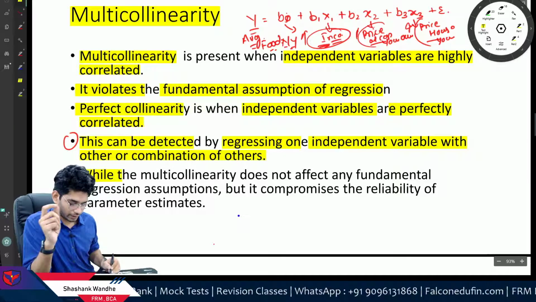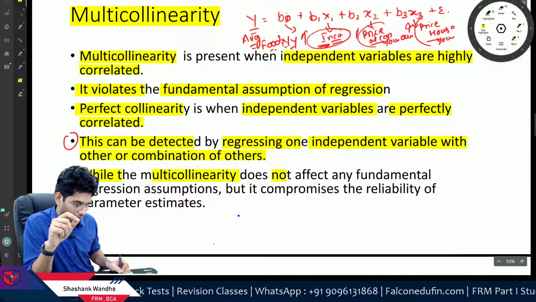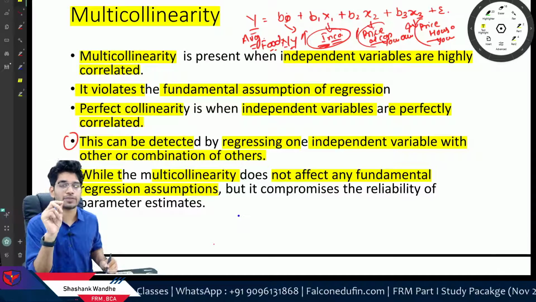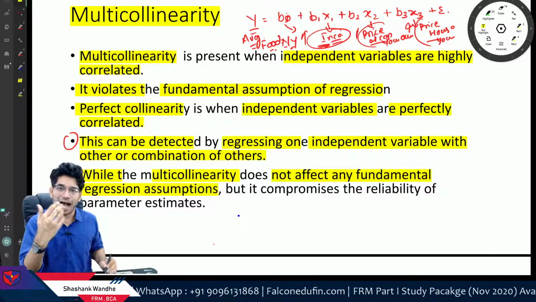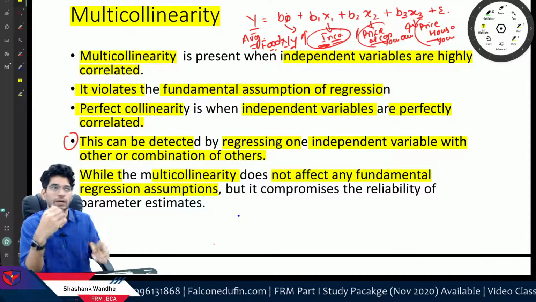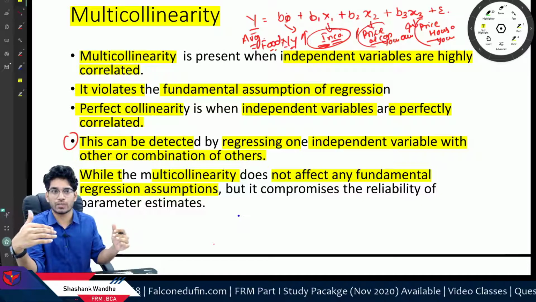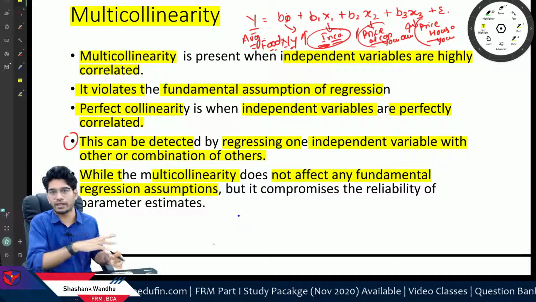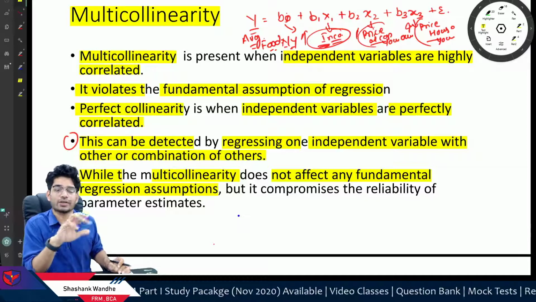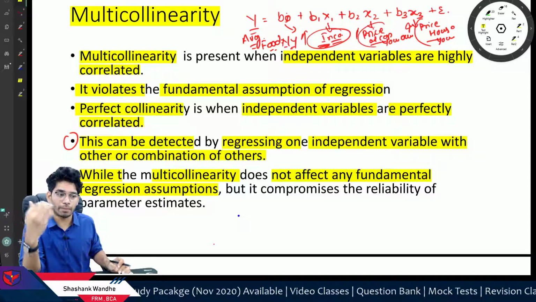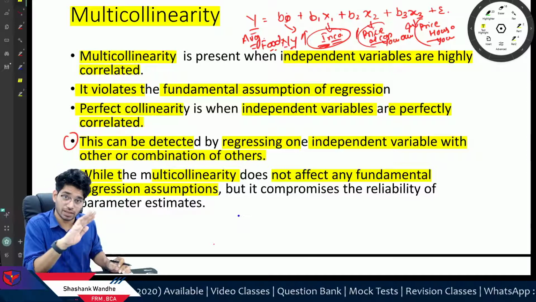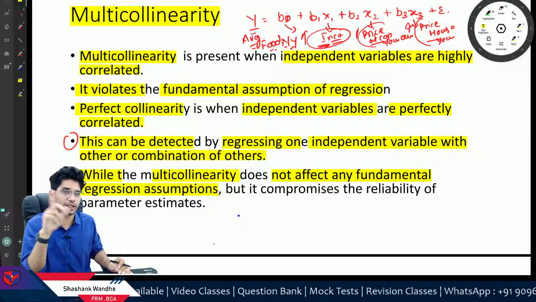Now see, while multicollinearity does not affect the fundamental regression assumption statement, this can be confusing. So we are concerned with high collinearity. If there is multicollinearity, it should be high, then there is a problem. Because if you take any regression model, there will be some small correlation between the independent variables, right? So in general, simple multicollinearity is not the problem, it does not violate the fundamental assumption. Perfect multicollinearity is a problem.